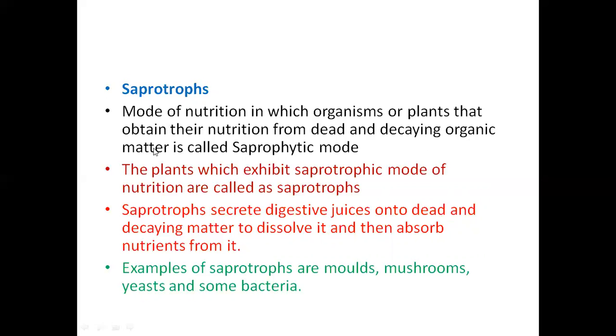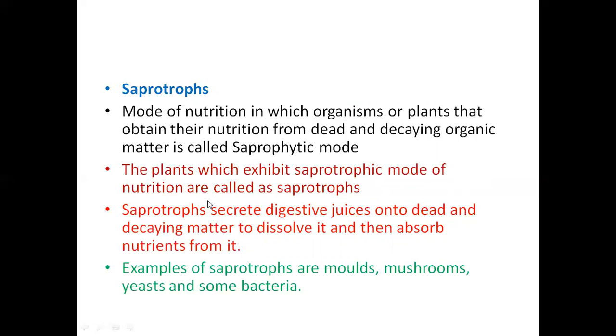So, the mode of nutrition in which organisms or plants obtain their nourishment from dead and decaying organic matter is hence called the saprophytic mode. Then, the plants which exhibit saprophytic mode of nutrition, what do we call? They are called saprotrophs.